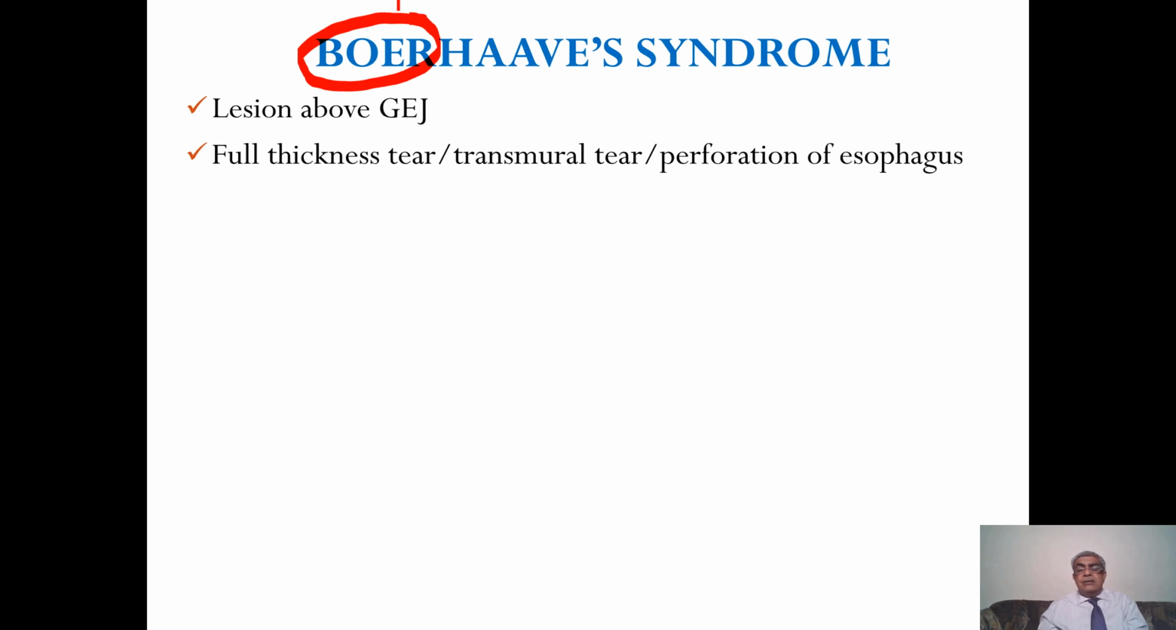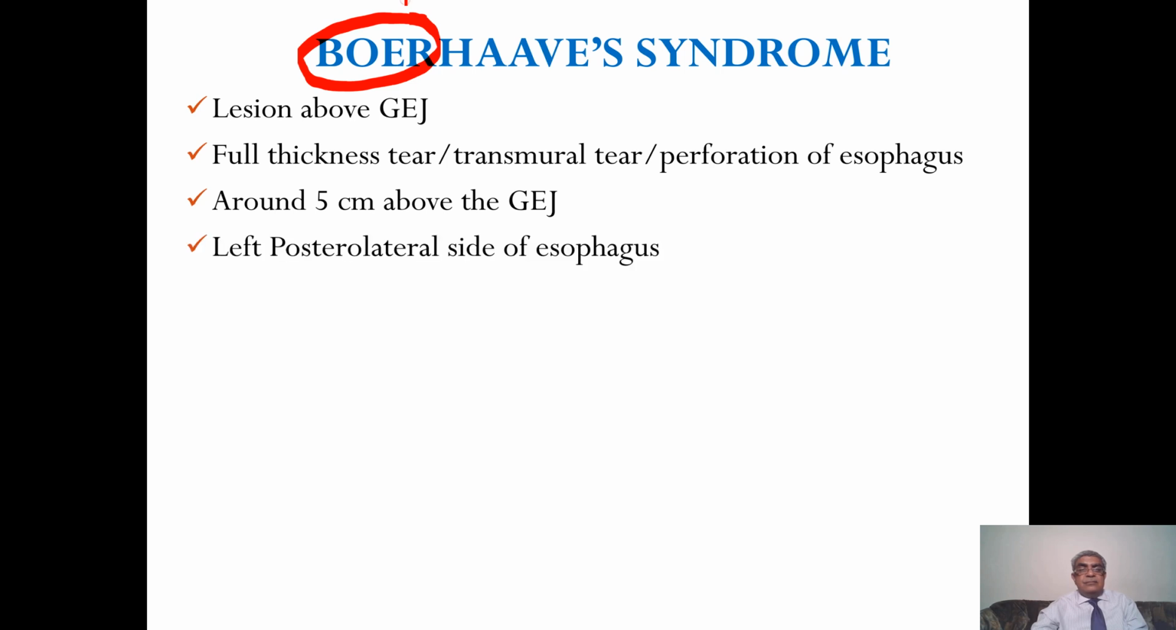Full thickness tear, we can say transmural tear or perforation of the esophagus, around 5 centimeters above the gastroesophageal junction. Mostly the lesion is on the left posterolateral side of the esophagus.